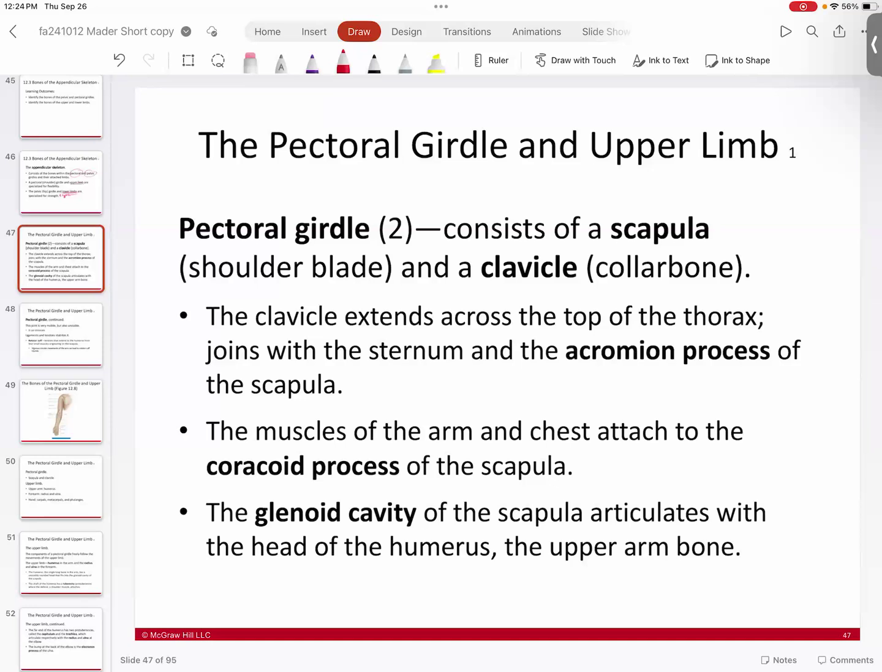So what's in your pectoral girdle? You have a couple of things. First of all, your scapula or your shoulder blade, and your clavicle, which is your collarbone. So your clavicle will extend across the top. So you can kind of feel where your collarbone is, and it'll join on the inner portion to your sternum. And then on the outer portion, it'll actually join to your acromial process, which is essentially your shoulder.